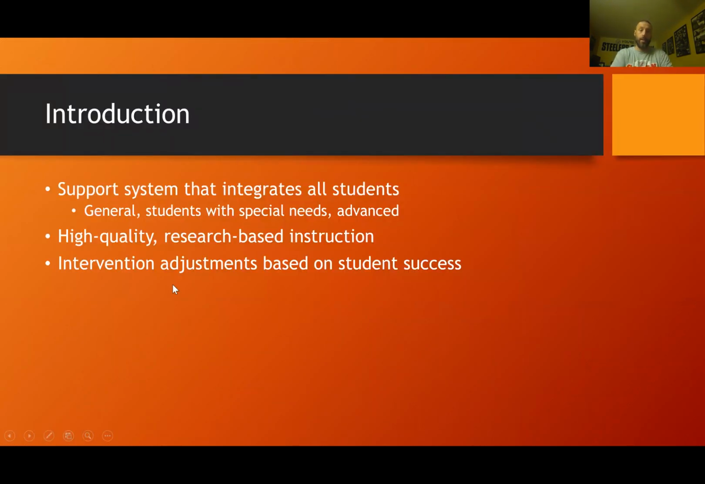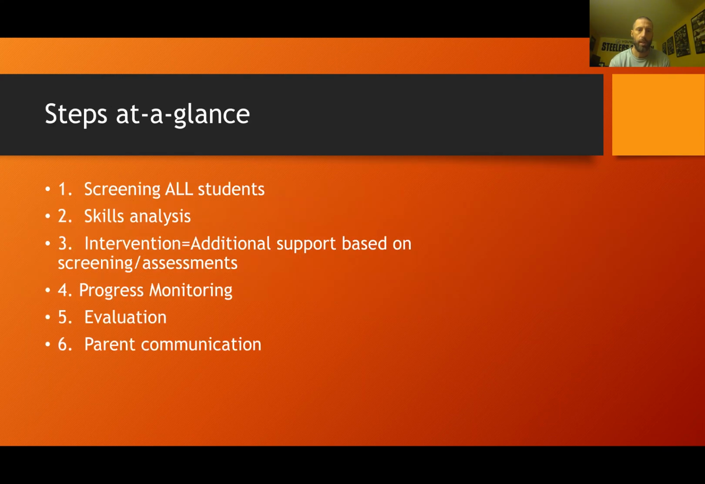So basic introduction here is that MTSS is a system of support that is intended to integrate all students. So you're going to have your gen ed students, you're going to have students with special needs, and then there is even a component, or there should be a component, to help with advanced students as well. Everything that is being done here is going to be high quality research-based instruction, and then intervention adjustments are going to be based on student success, but I'm going to expound on all of this here momentarily.